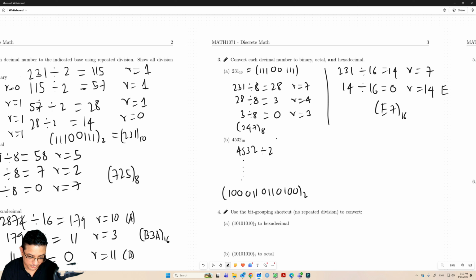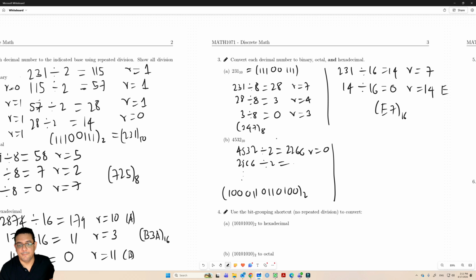Remember, the idea is the same as always. You start with 4,532, so this is going to be 2,266, and then the remainder is 0. And then you go with 2,266 divided by 2. You go to the next, and you get 0 here, 0 here from this remainder, and you keep going until you get to this point. Okay, so now to go to base 8, which is a little bit quicker, we'll start by dividing by 8.